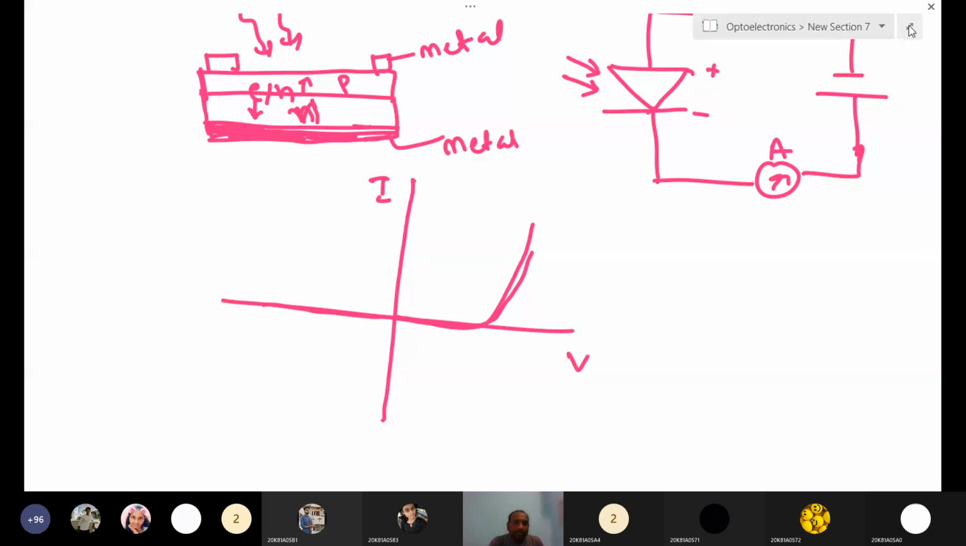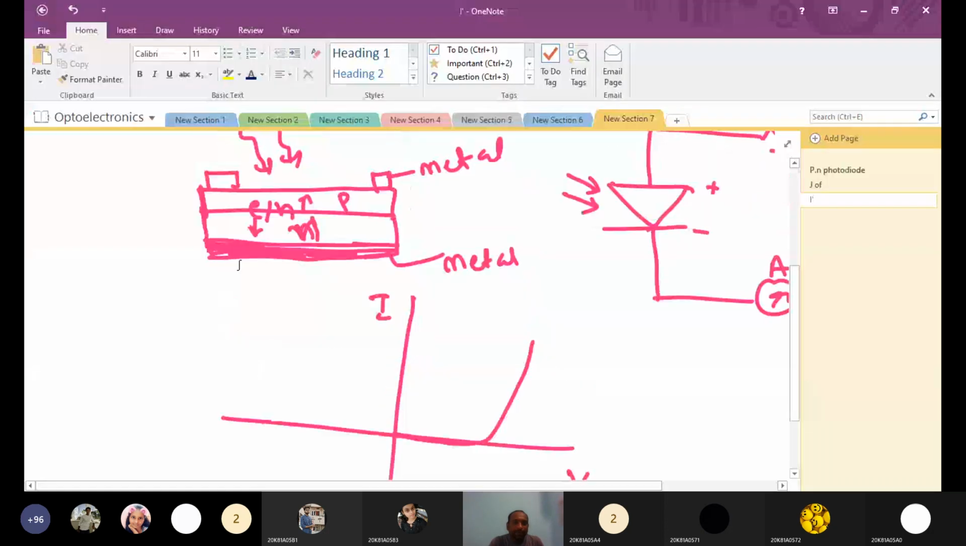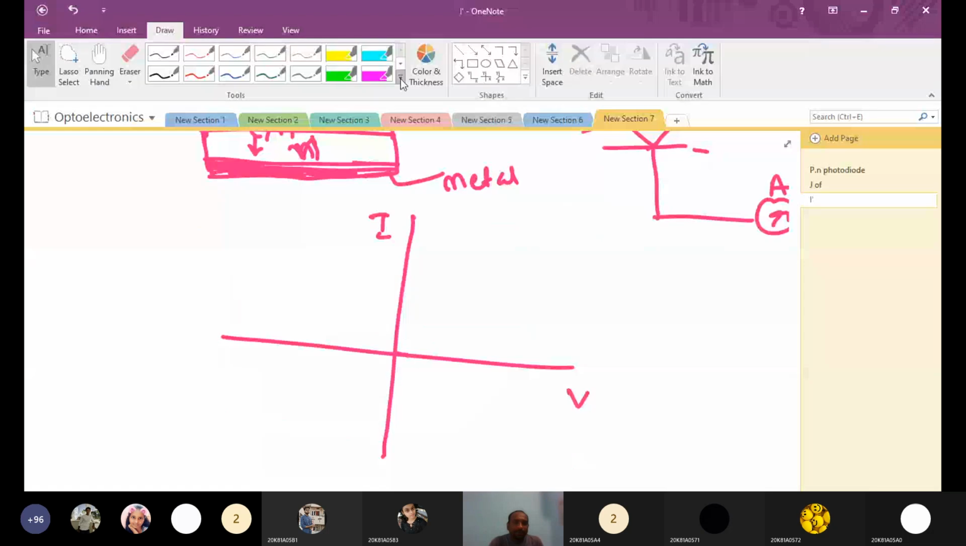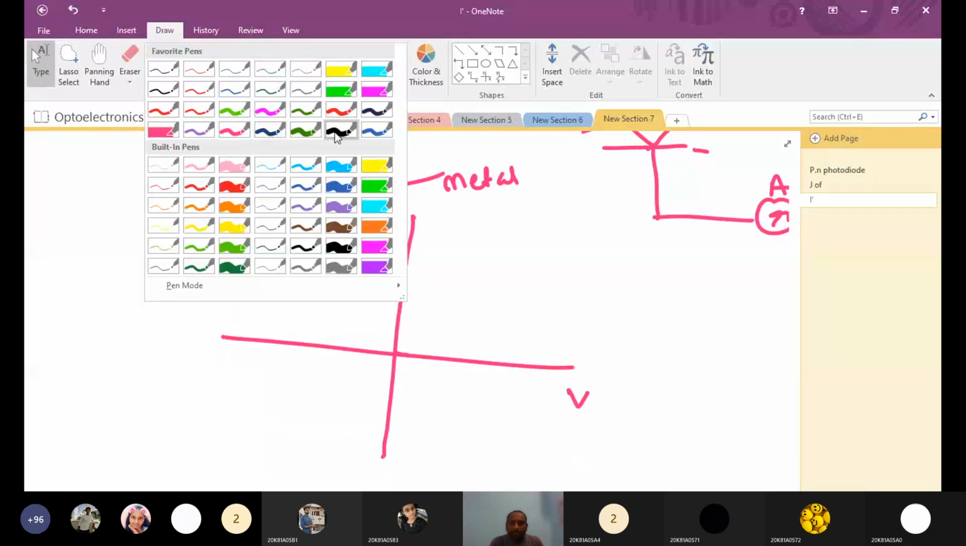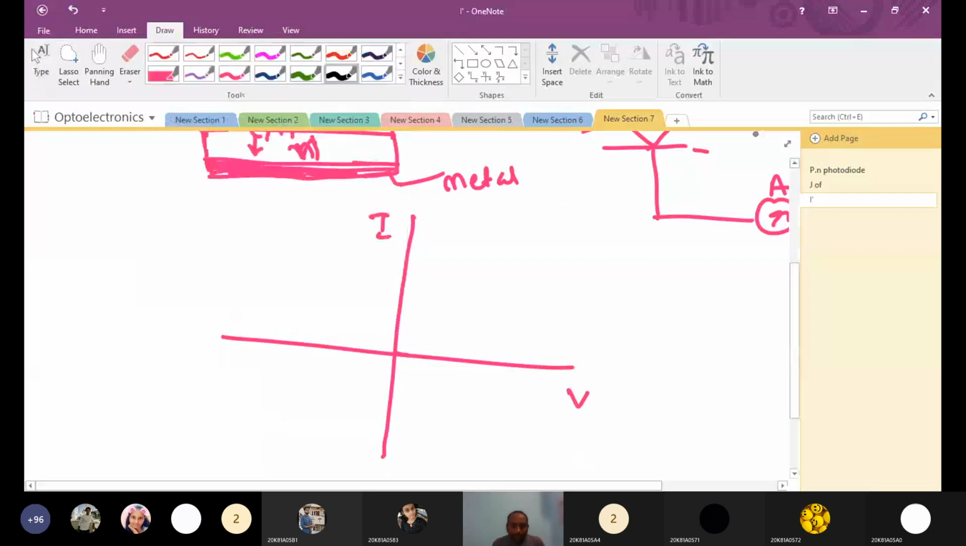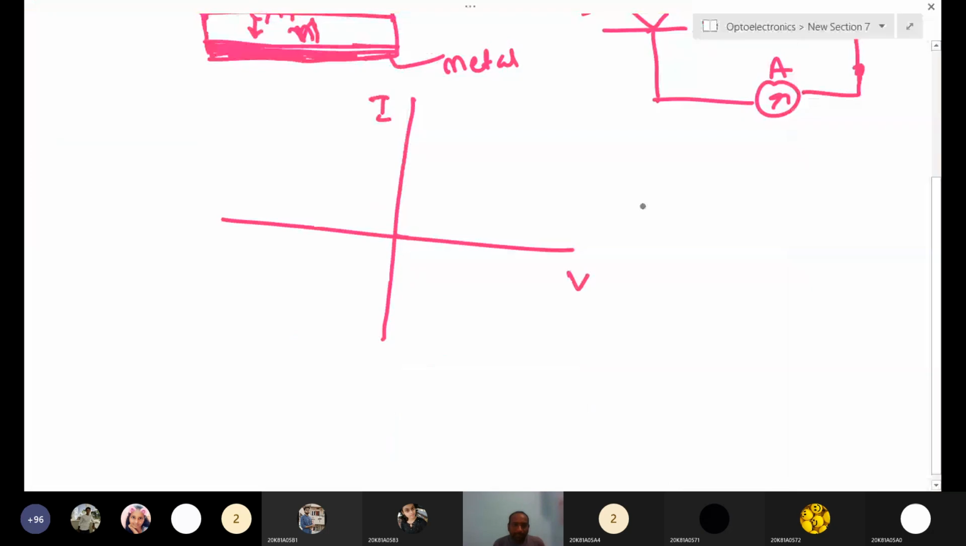Okay, I will take a different color for the dark current. So first we are measuring under dark conditions. Dark means we are not shining any light. This is the dark characteristic. Dark current means we are not shining any light on the device. Because of the reverse bias, we still have some current. That is what dark current means.